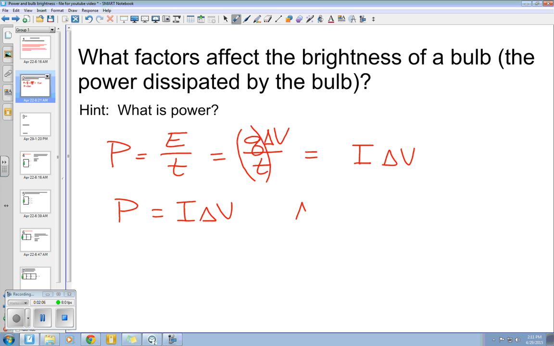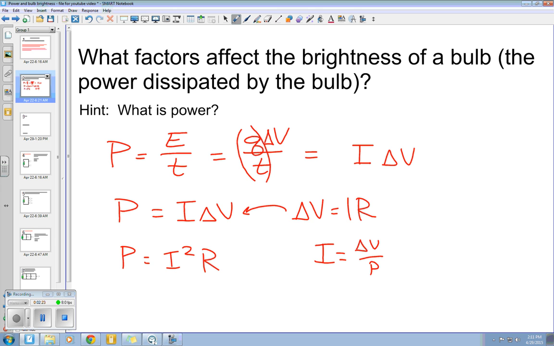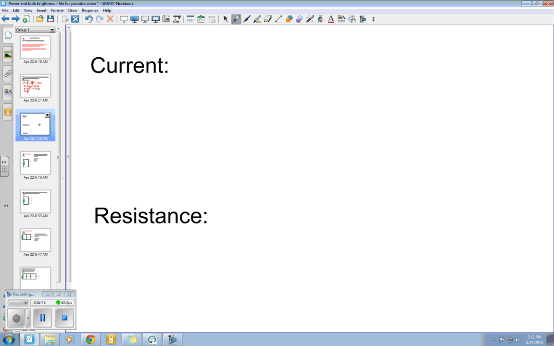And I also know that delta V equals IR. So I can plug that in, and then I get P is equal to I squared R. And then I can also solve for I: I is equal to delta V over R. I can plug that in, and then I get P is equal to delta V squared over R. So I have three different equations that I can use to determine the power dissipated by a bulb or a circuit. Now let's talk about why each of these things actually causes brightness.